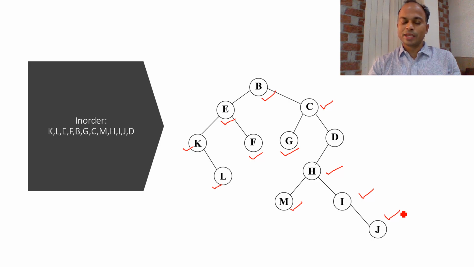And finally, this left part we have visited. After visiting the left part, our root is D. Finally, we visit D. D has been visited, and no right child of D is available. So our tree has been finished. In this way, we can traverse the in-order sequence.